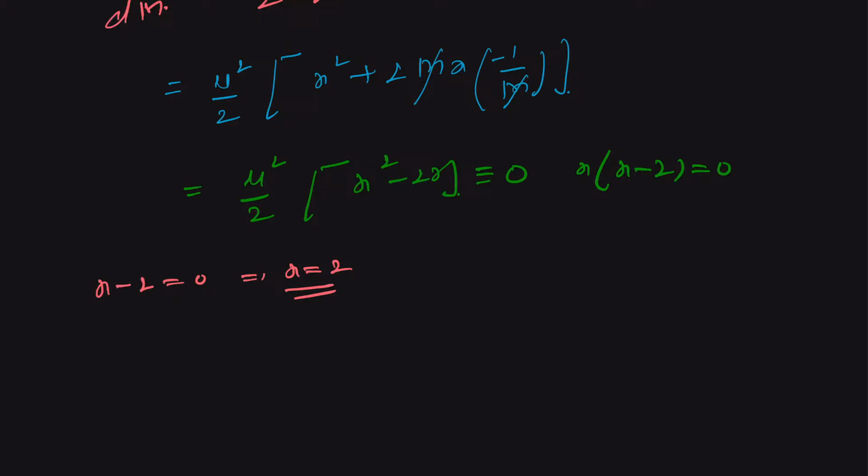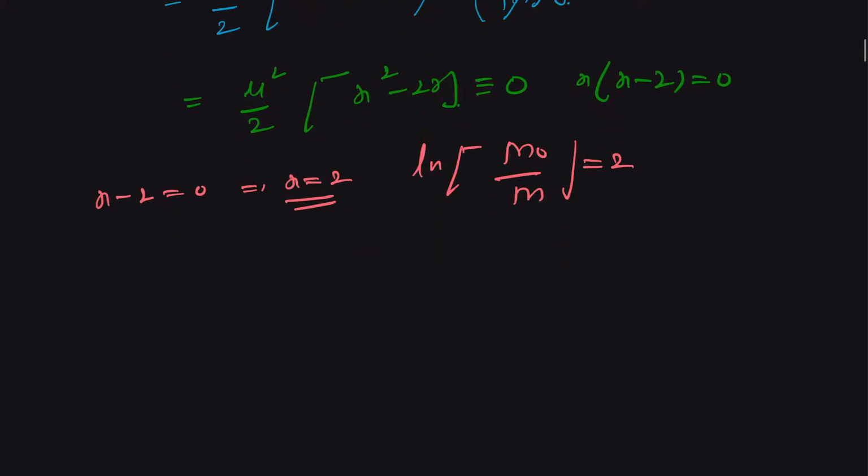And we know that x is natural log of m naught upon m, which is equal to 2. So from here we get that the value of m is equal to m naught upon e square. So this is the value of the mass for our kinetic energy to be maximum. We can do the second question.